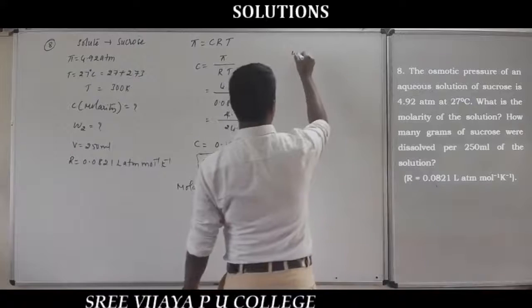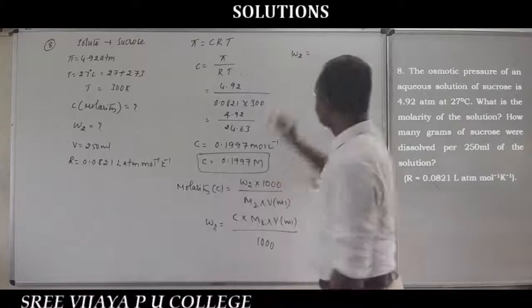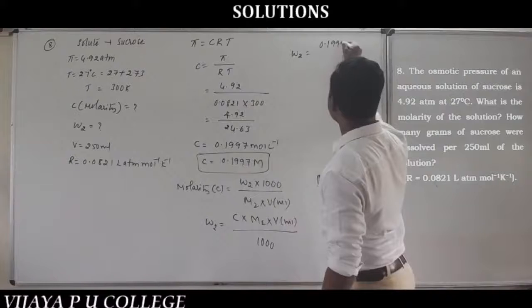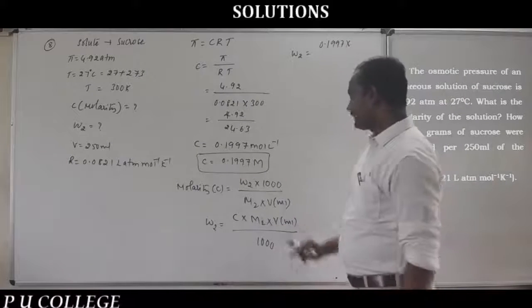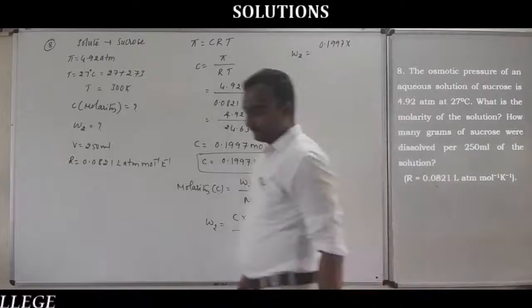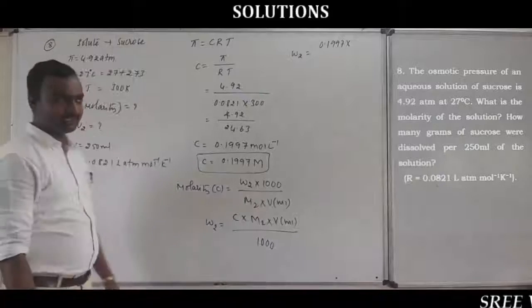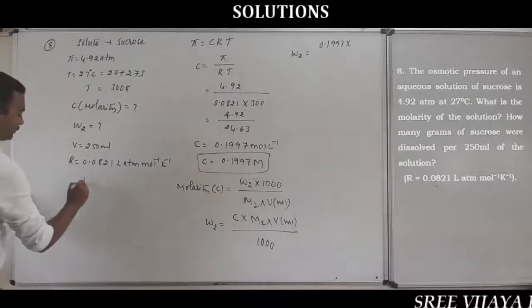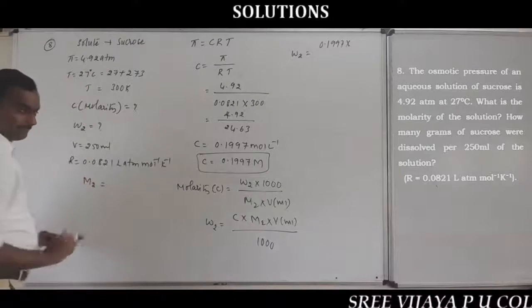So W2 is equal to, what is the concentration? That is 0.1997 into, so what is M2? M2 is not known. M2 is the molar mass of the solute. What is the solute? Sucrose. So therefore you have to calculate the molar mass of the solute.